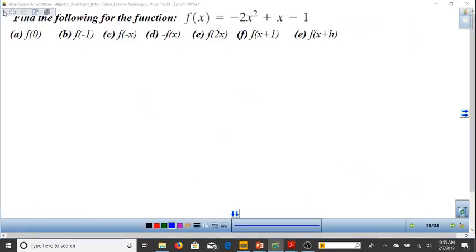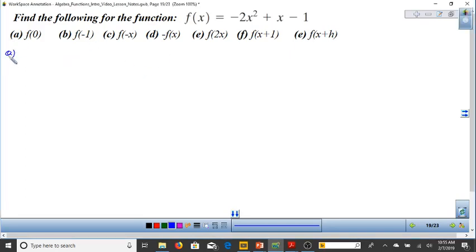We have a function here, and we want to find these values. F of x equal to negative 2x squared plus x minus 1. We want to find f of 0, f of negative 1, f of negative x, negative f of x, f of 2x, f of x plus 1, and f of x plus h. Let's start with f of 0.